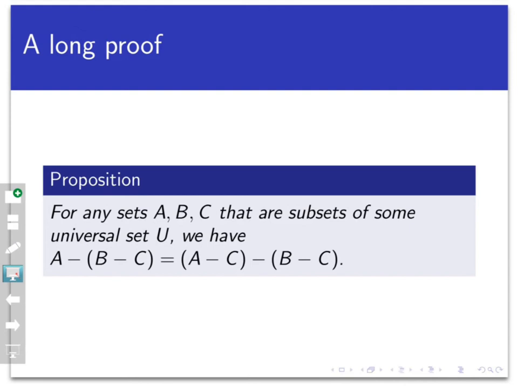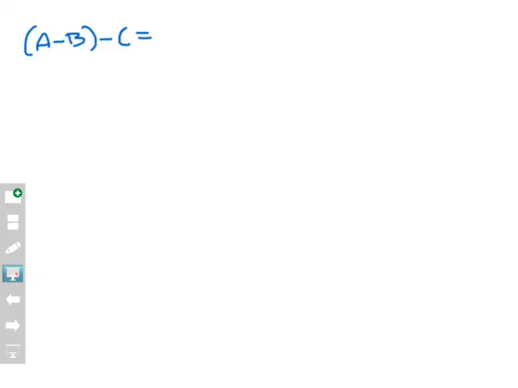The proposition says that for any sets A, B, and C that are subsets of a universal set, we have A minus B minus C is A minus C minus B minus C. You might not have expected that to happen. You might have thought that maybe I could regroup, and this C showing up twice seems a little weird here. Well, this just goes to show that set operations like minus don't mean the same thing as arithmetic minus that we use on numbers. So we're going to show this proposition here. We could do this with choose an element, but we're going to try it here with set properties as well. So let's go to it.